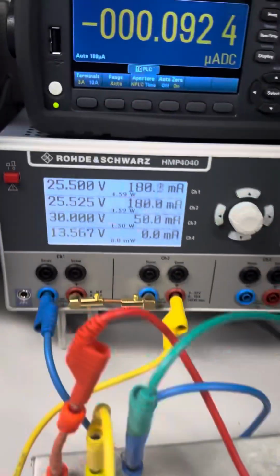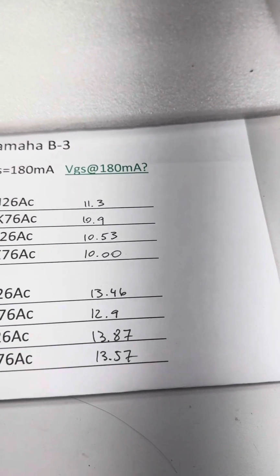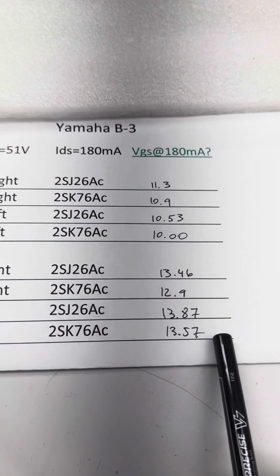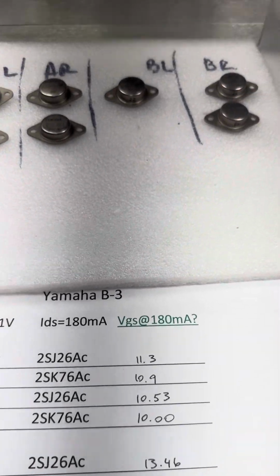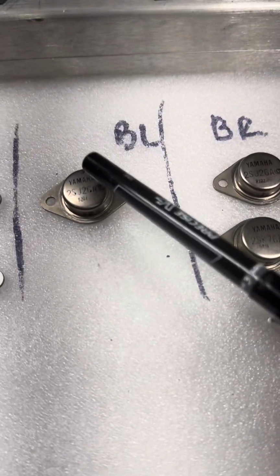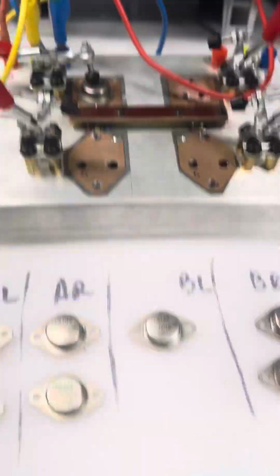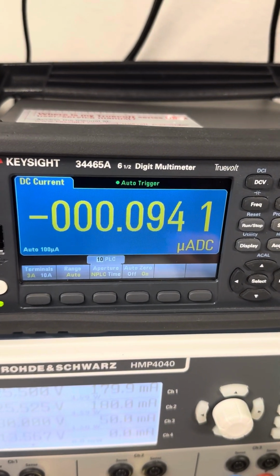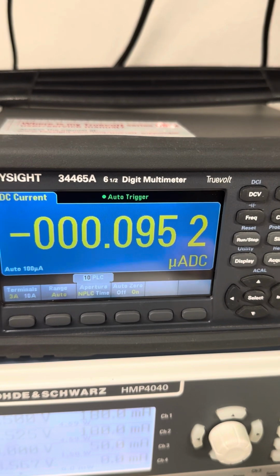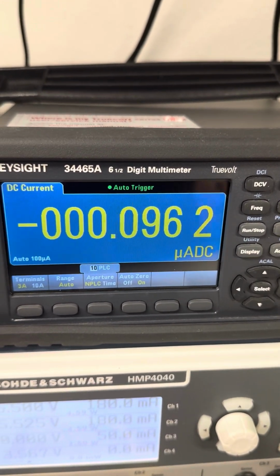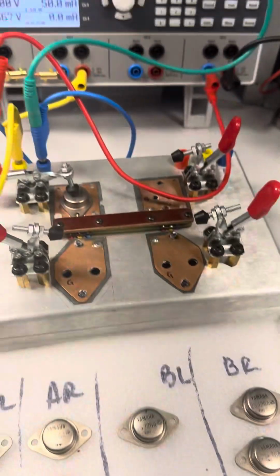So we're going to take this 13.57 and write it down. One second. All right. So these are very, very close matches. It's 300 millivolts match for these two transistors, this P channel and this N channel, for the left channel of this amplifier. And the leakage of this transistor is also nowhere near 10 microamps, so nowhere near. It's a lot lower than that. So this is a very, very healthy transistor.